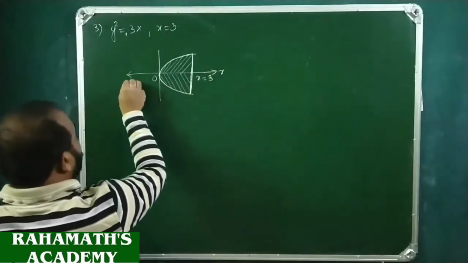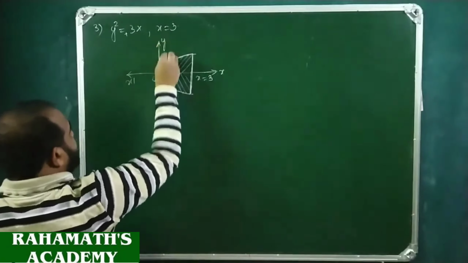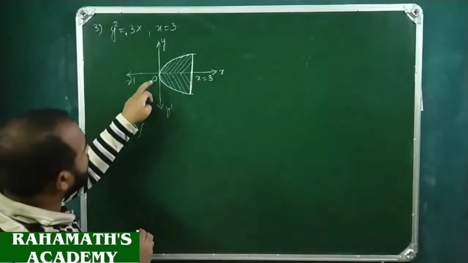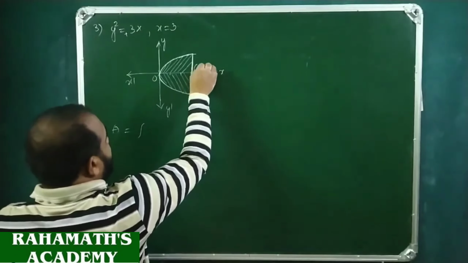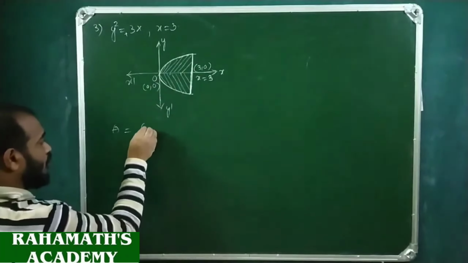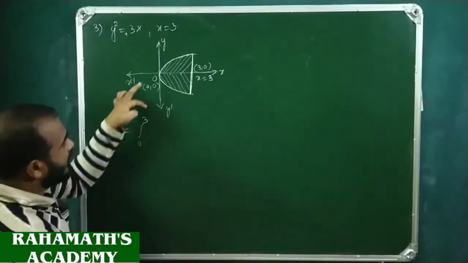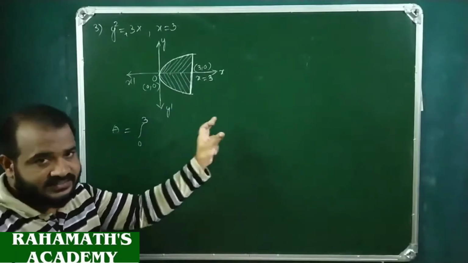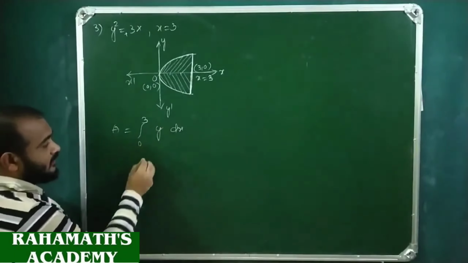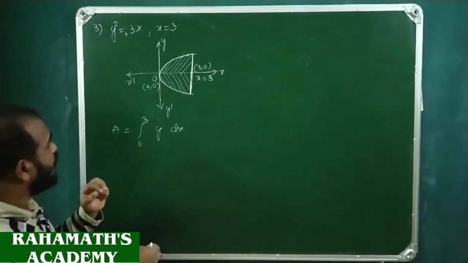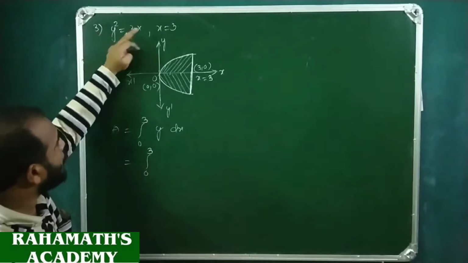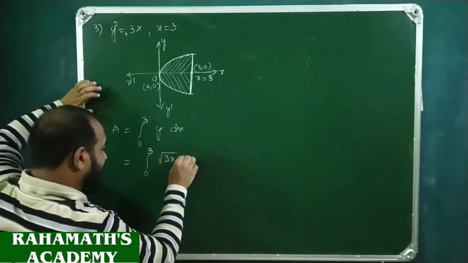Positive x-axis, negative x-axis, positive y-axis, negative y-axis. So area is equal to, from where to where? This is 3 comma 0 on the x-axis. The y coordinate is 0. This is 0 comma 0. From 0 to 3 are the limits of x. So basing on the x-axis we are taking dx, followed by y dx. Y is after all a function of x only. So 0 to 3, y square equals 3x, y equals root of 3x dx.